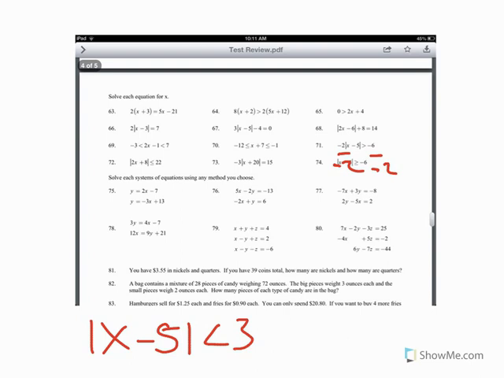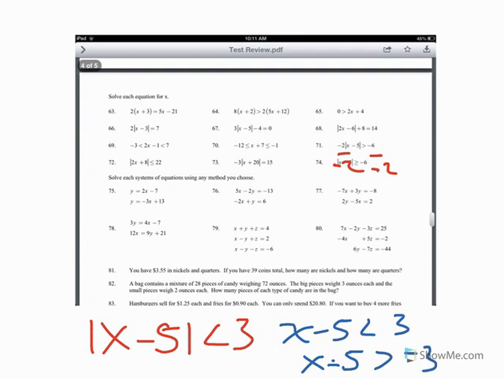So now, because it's an inequality and it's an absolute value, I'm going to have 2 answers. X minus 5 is less than 3, and x minus 5, I'm going to switch the sign, and I'm going to switch the 3 to be a -3. And I'm going to solve those 2, and I get my answer. So I have 8 and 2. So that's what your answers are. So that's how you're going to do 72, 73, 74, and 71.